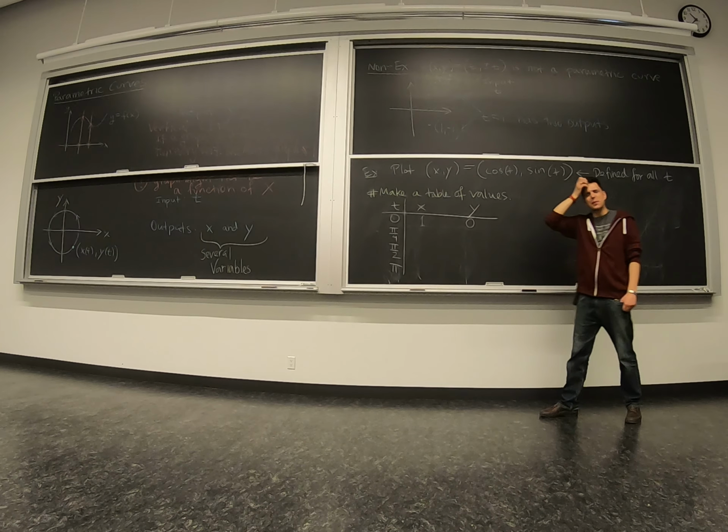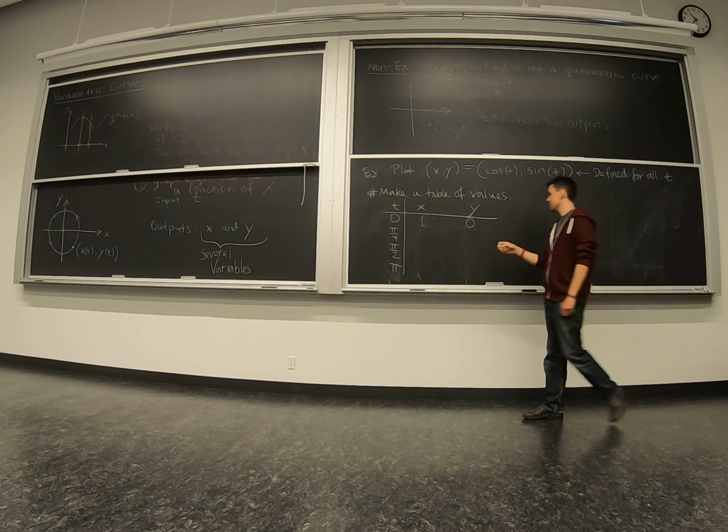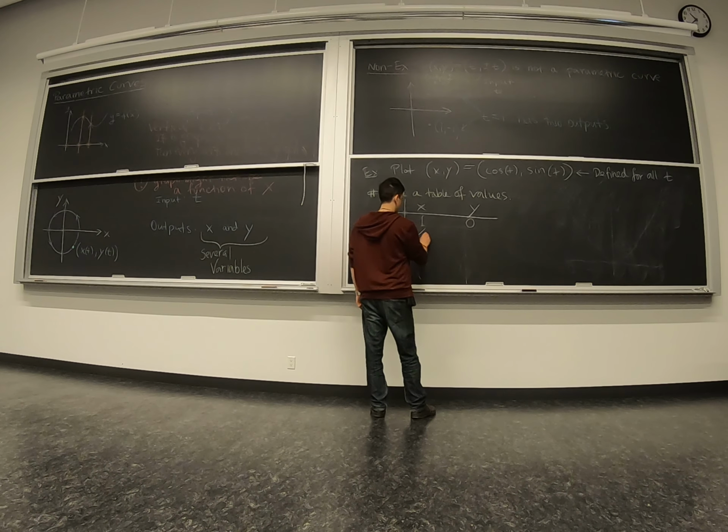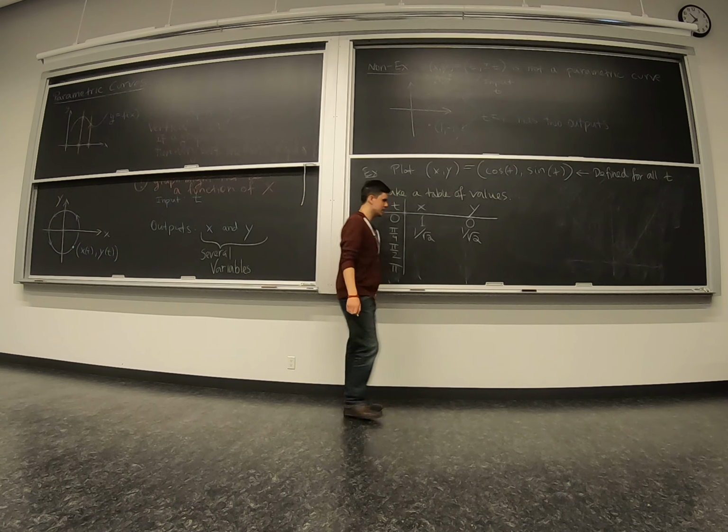What do we get when we plug in pi by 4? What happens at pi by 4? 1 over root 2 and 1 over root 2. Yeah, I heard several 1 over root 2s. Good.